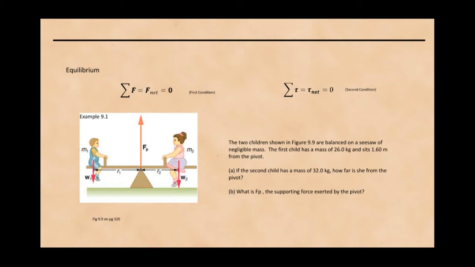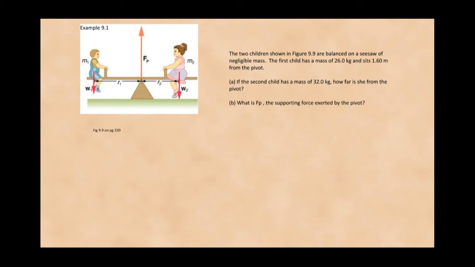So now we have two conditions for equilibrium. We have sum of the forces equals 0, and we have sum of the torques equals 0. So let's take a look at example 9.1, but I want to do it in a slightly different way than what the book does. Example 9.1, two children are balanced on a seesaw of negligible mass. The first child has a mass of 26 kilograms and sits 1.6 meters away from the pivot point. The second child has a mass of 32 kilograms, and we're asked to find how far away from the pivot point she is, and also what is the pivot point doing, what force is it providing.